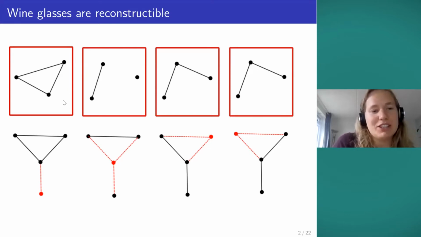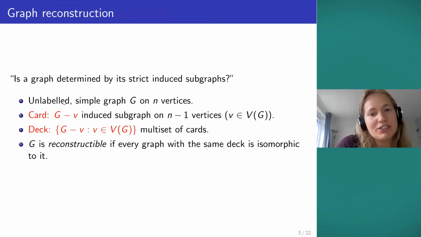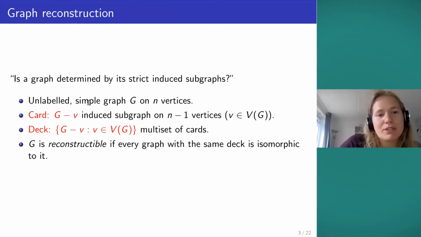So now the question becomes, can we always do this? Do the strict induced subgraphs of a graph determine the graph? We're given a graph without multiple edges, without self-loops, without labels. And I'll denote G minus v for the card of the vertex v. So we've removed v and all edges incident with v. And instead of n vertices, we now have n minus 1 vertices.